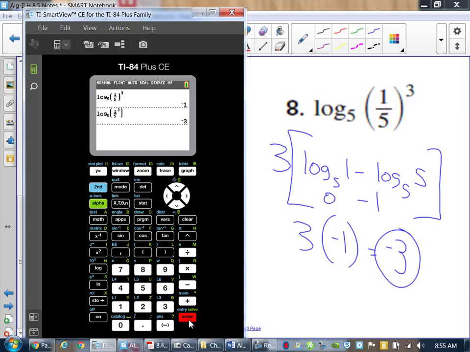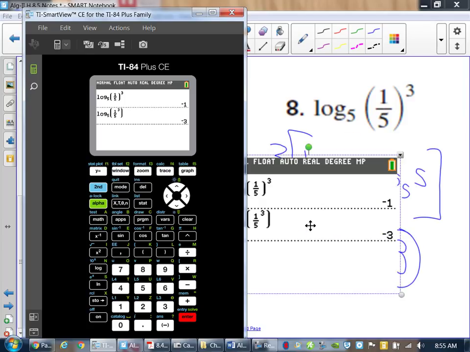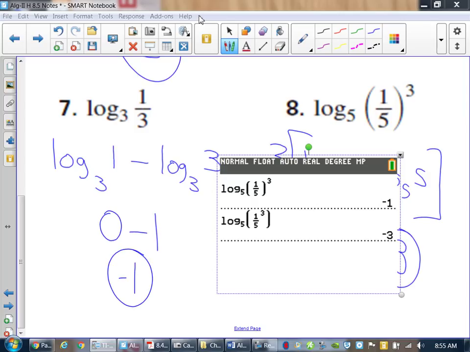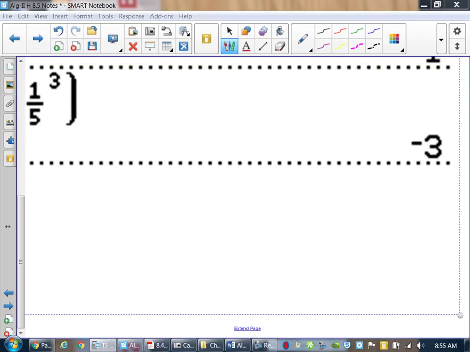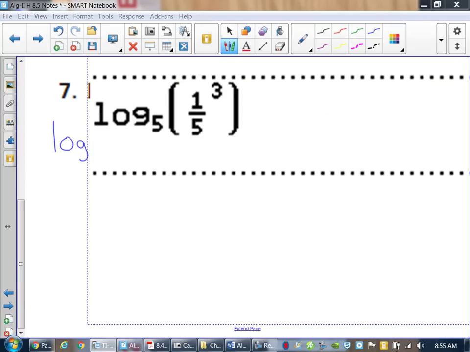What I did here is that it simplified the log base 5 of 1/5. It got that answer, and then it raised it to the 3rd power. That's why I originally had -1. But by putting the exponent in the parentheses, it simplifies it out the correct way, okay? So with these you just have to be careful where you put your exponent.